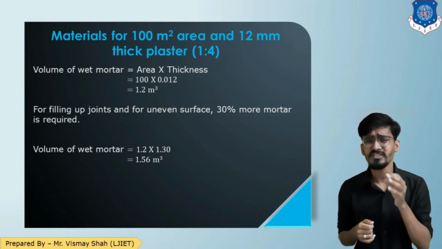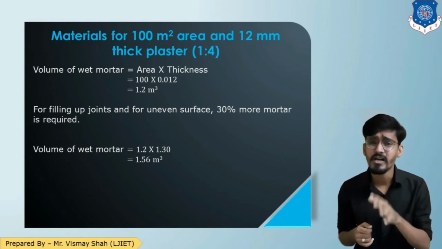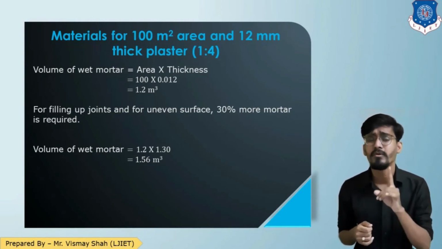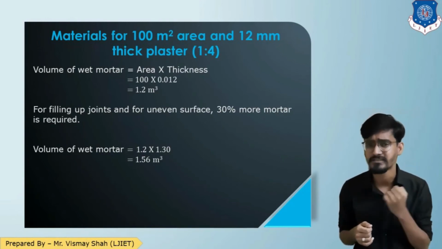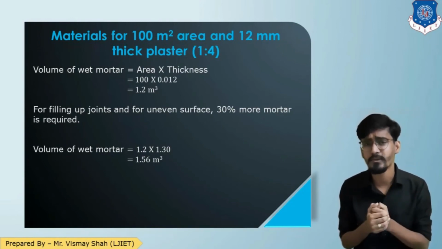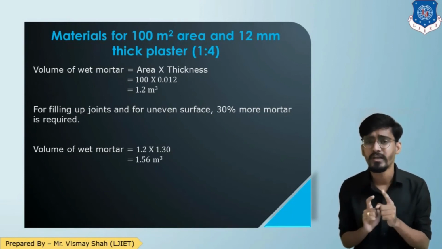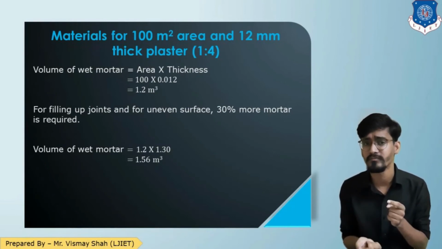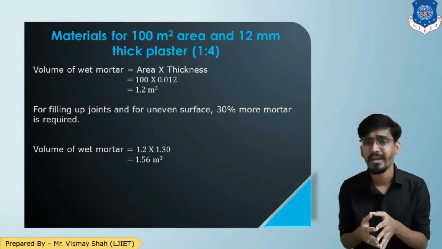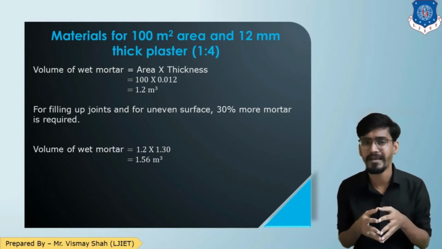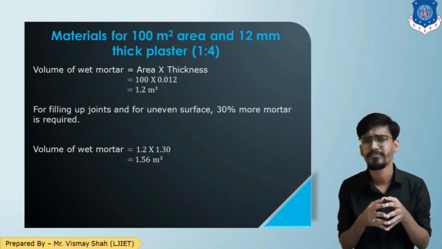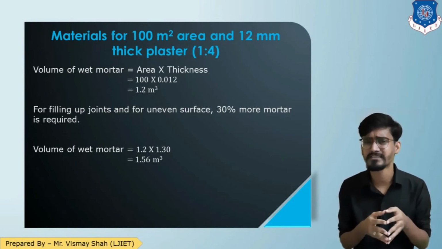Students, till now we have understood that mortar is being prepared in cubic meter, but here the plaster quantity is given in meter square. So first we need to get that area converted into volume. So how can we do it? Volume of mortar required will be area of plastering work into thickness of plaster.